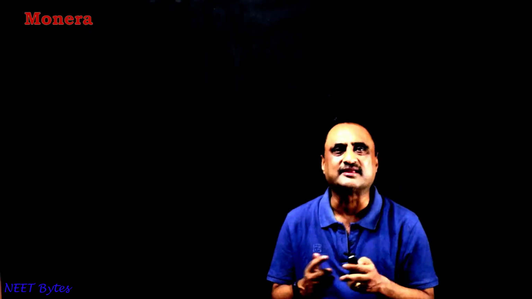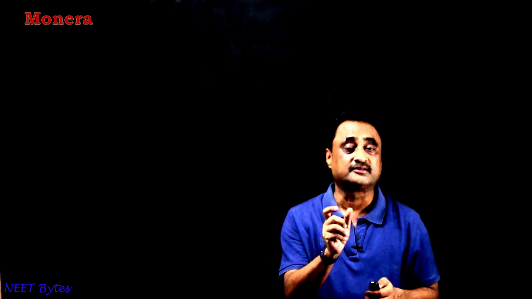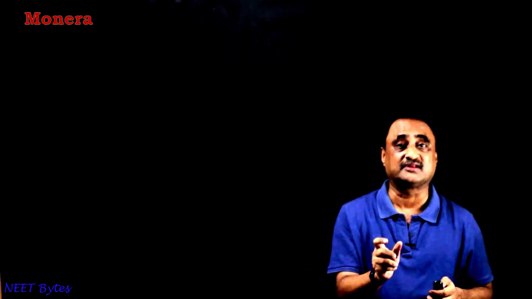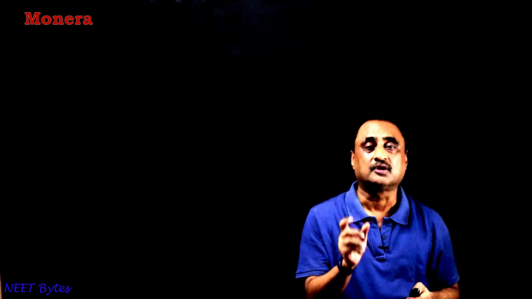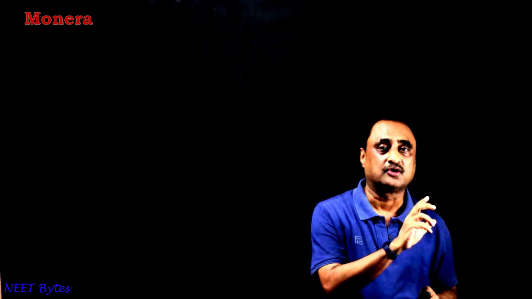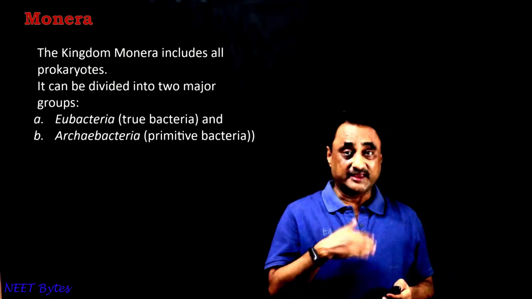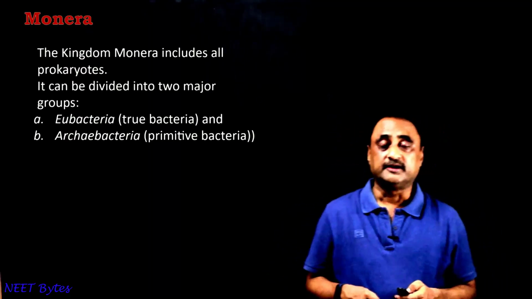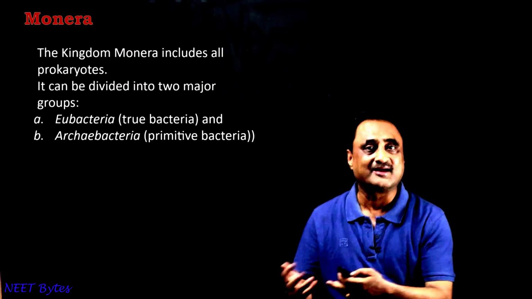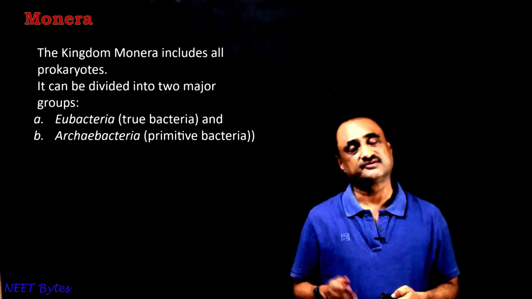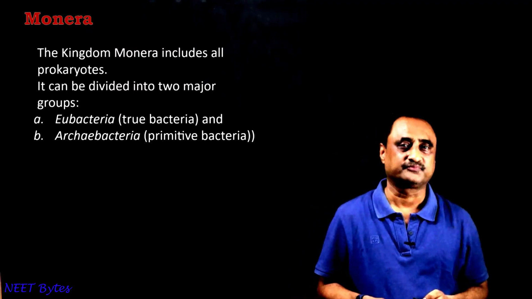It can be unicellular, it can be multicellular. So be very clear that the concept of unicellularity and multicellularity is not the criterion. The only thing we need to keep in mind is that Monera is a prokaryotic organization. Now again in Monera, depending upon the nature of the cell wall, two types of monerans have been recognized: eubacteria and archaebacteria.